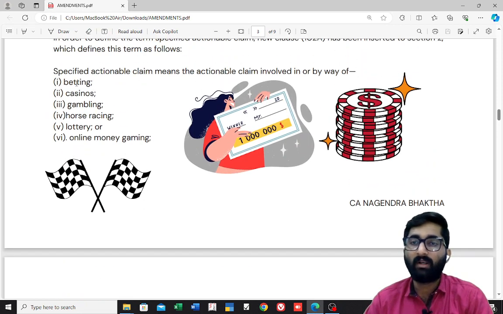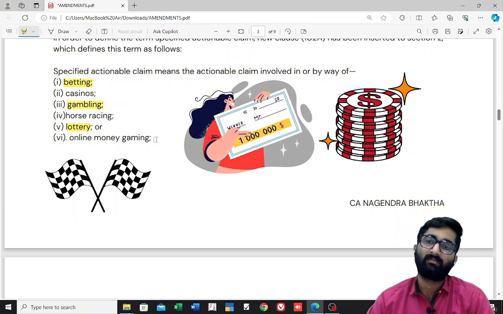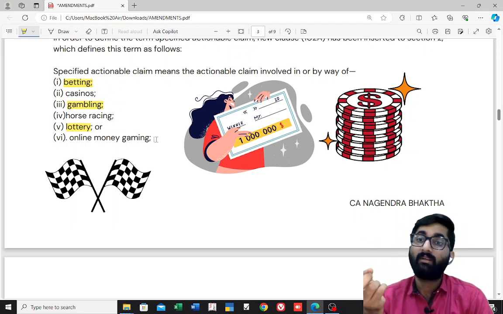Betting, gambling and lottery were already there. We have already discussed that on betting, gambling and lottery pay, there is GST. Now, there are 3 items extra which are added here.